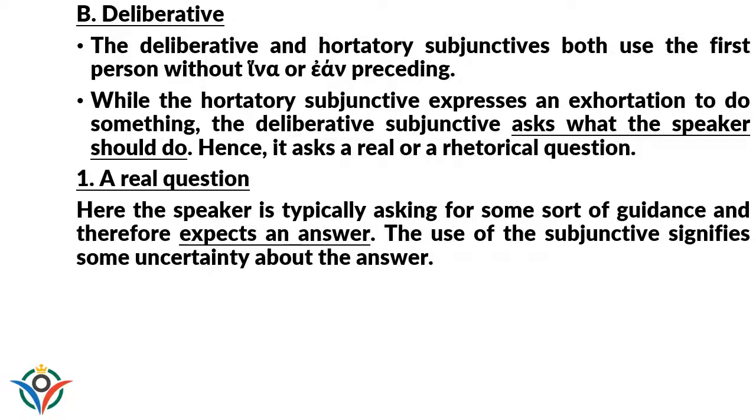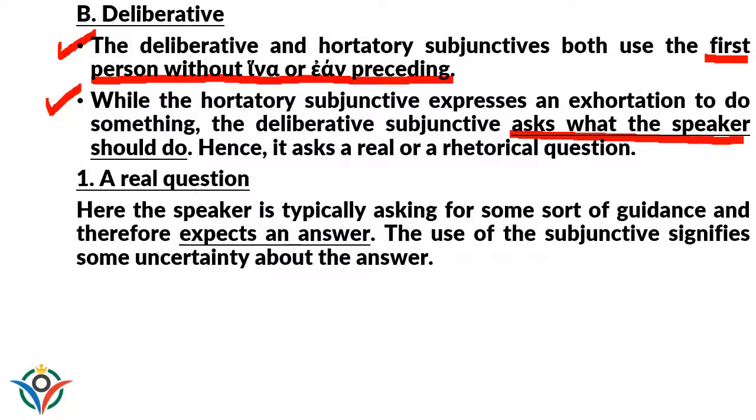The next use is what we call the deliberative subjunctive. The first point I want to make here is that the deliberative and hortatory subjunctives both use the first person without hina or ean preceding. So you won't find hina or ean coming before the first person subjunctive. Now, what is the difference between these two? While the hortatory subjunctive expresses an exhortation to do something, the deliberative subjunctive asks what the speaker should do.